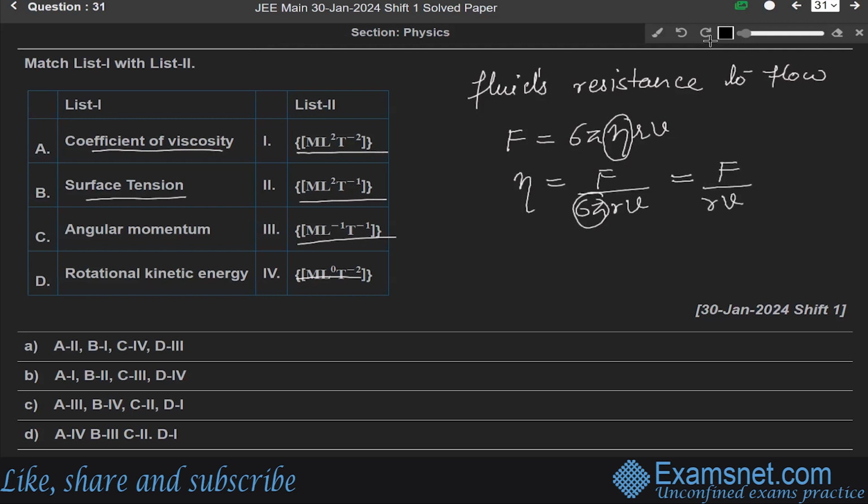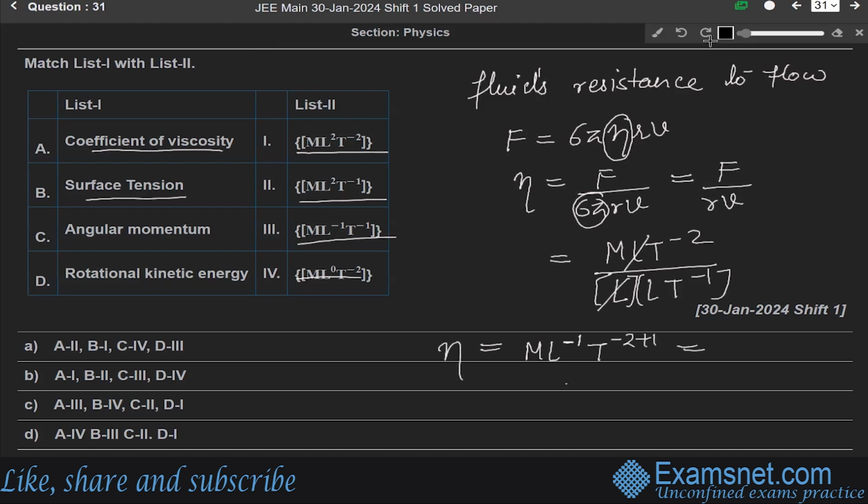And we know that the dimension for force is MLT minus 2, over r which is L, and V which is LT minus 1. The L cancels out. So it will become ML minus 1 T minus 2 plus 1, which means the coefficient of viscosity is ML minus 1 T minus 1. So A matches with the third option, ML minus 1 T minus 1.